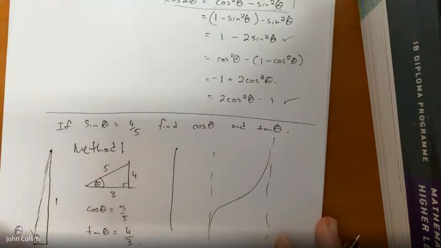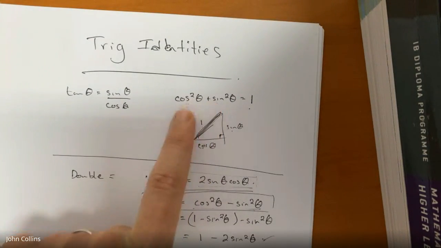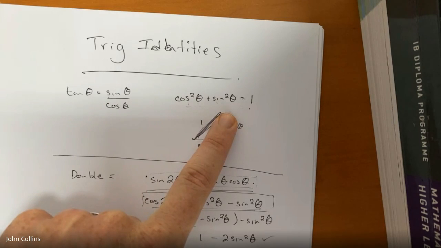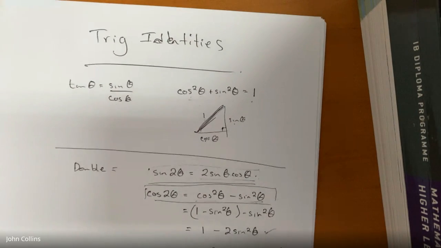Okay, so you're able to do that now. I was going to show you method two, which you could get just using this formula: cos squared equals 1 minus sine squared. So you just square sine, then take the square root back, and you'll still get it. You can use the identity as well if you want. So there's two methods to doing that.